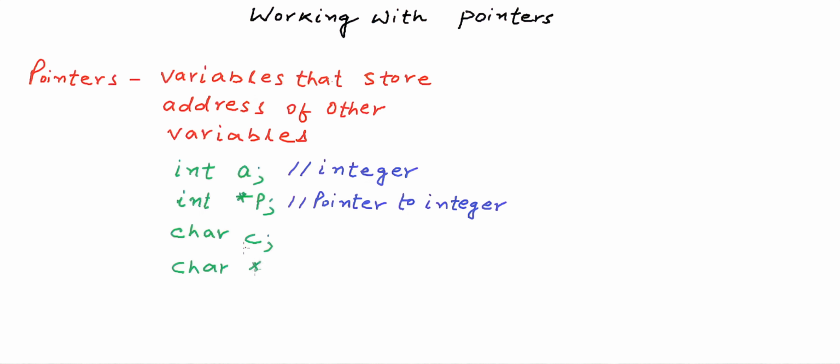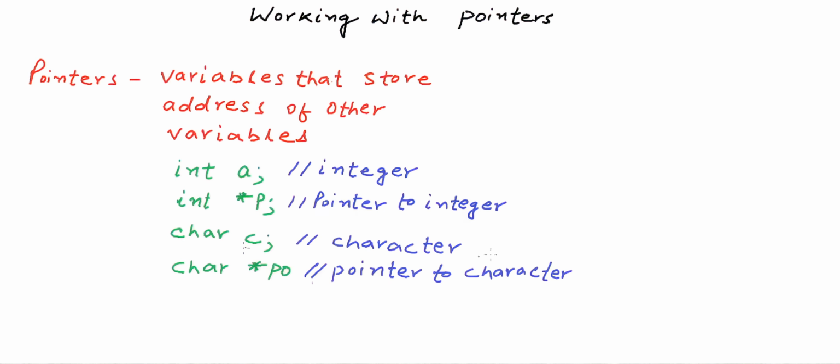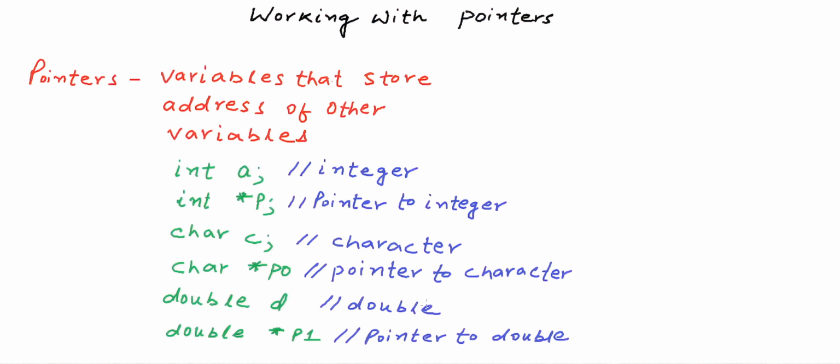We put an asterisk sign and let's say the name of the variable is P0. So C is a character variable and P0 is a pointer to character. And similarly, we can have a pointer to double. And we can also have pointers to a user-defined structure or a user-defined class also.